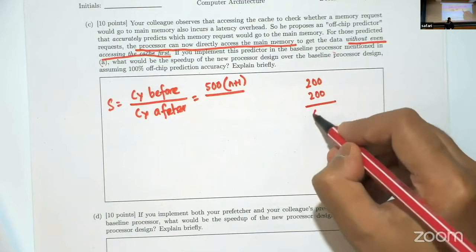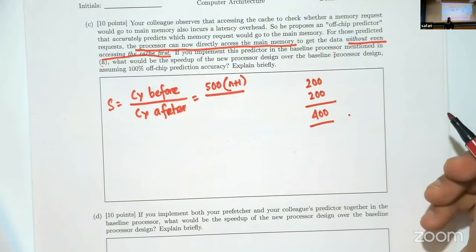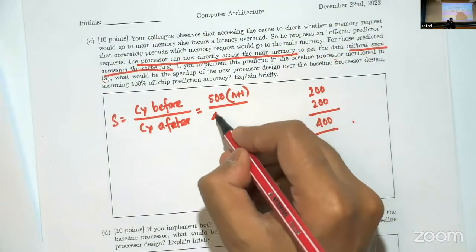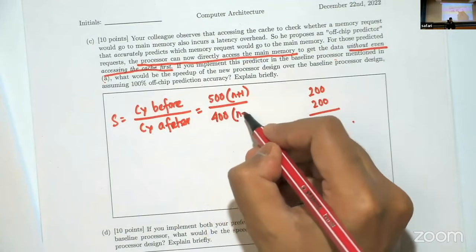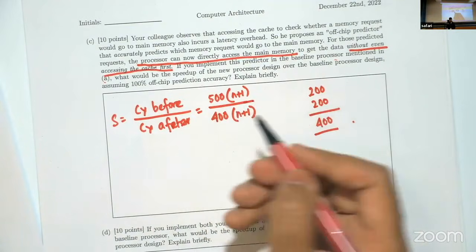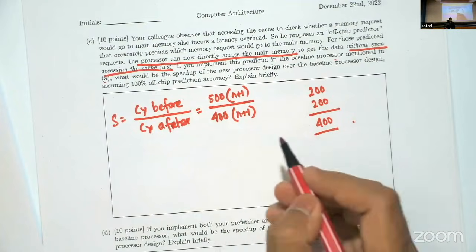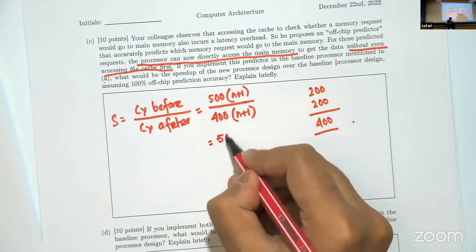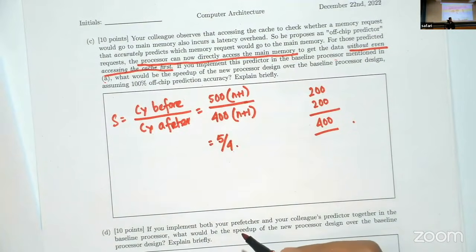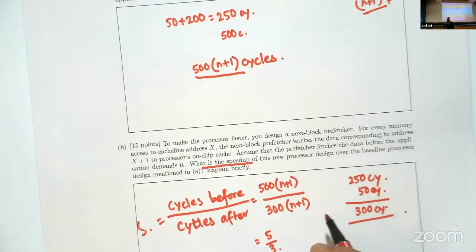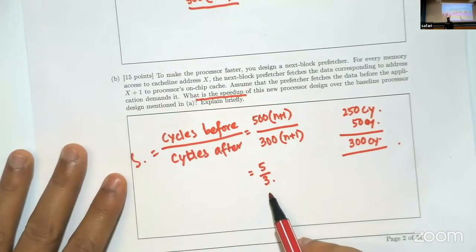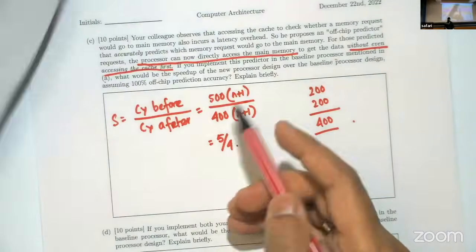So that means for a pair, you would need 400 cycles in total. So that gives you the speed up of the new cycles after, which is this one. So basically it would give you a speed up of 5/4. So consider this the previous speed up. What you have seen is 5/3, and now you are seeing a speed up of 5/4.